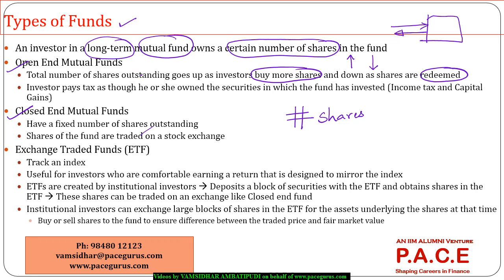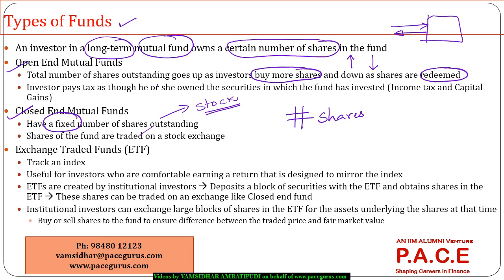Whereas in closed-ended, that is not the case. The number of shares that are outstanding is fixed. Just like a company's stock. Even for a company's stock, the number of shares that are outstanding is always fixed. It's only trading that can happen. I can buy from you, you can buy from me. No new shares are created in the process. The same thing happens in case of a closed-ended mutual fund also. It's only a transfer of shares that can happen, no new shares can be created.